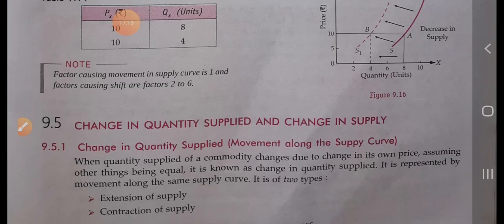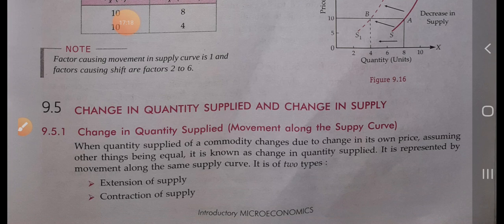Okay, so it is all about your individual supply function and market supply function. Now the next topic is change in quantity supplied and change in supply. Change in quantity supplied simply means movement along the same supply curve. So there will be no shifting of the supply curve leftward or rightward. All the changes occur on the same supply curve.